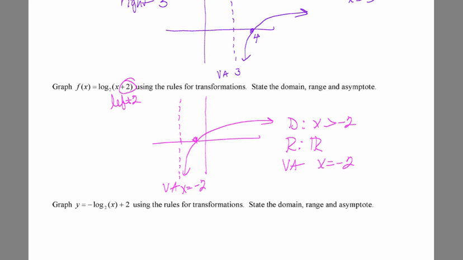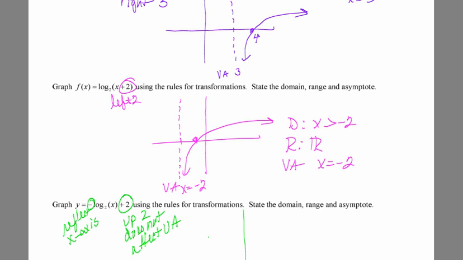Okay, let's think about this one. This indicates a shift up 2. Does not affect the vertical asymptote. This tells me we're going to reflect, and we're going to reflect across the x-axis. So let's use those transformations to help us.